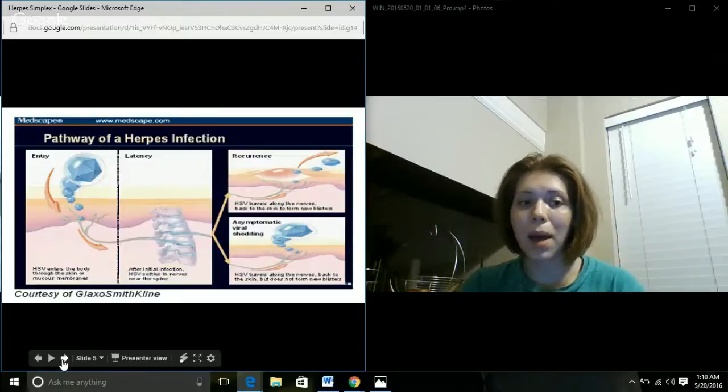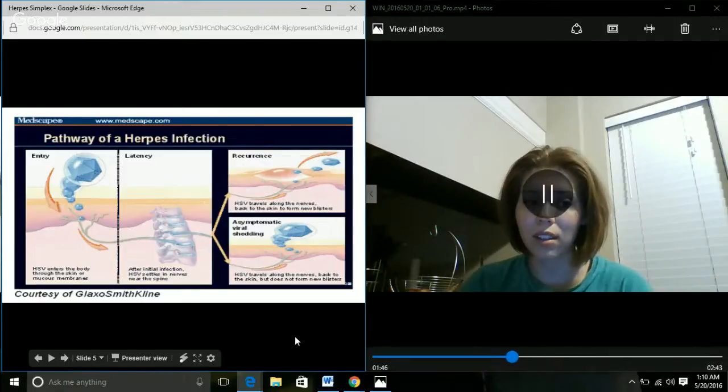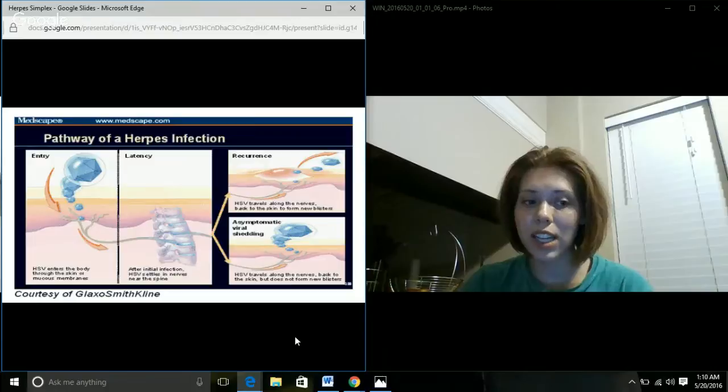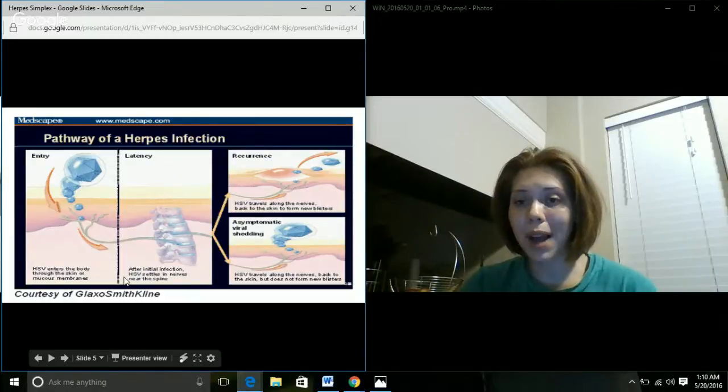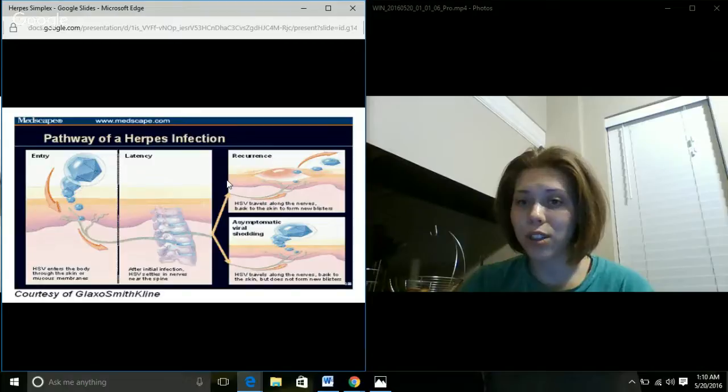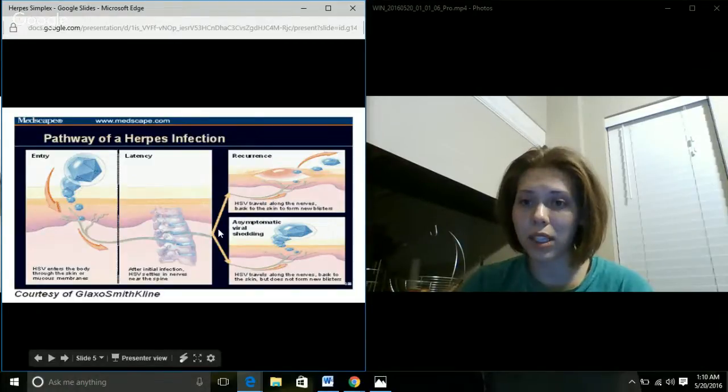This slide shows the pathway of the infection of herpes. The first part is HSV enters the body through the skin or mucous membranes. Latency. After an initial infection, HSV settles in nerves near the spine. And then you can either have reoccurrence or asymptomatic viral shedding. During reoccurrence, the HSV travels along the nerves back to the skin to form new blisters that look like fever blisters when you have HSV1.